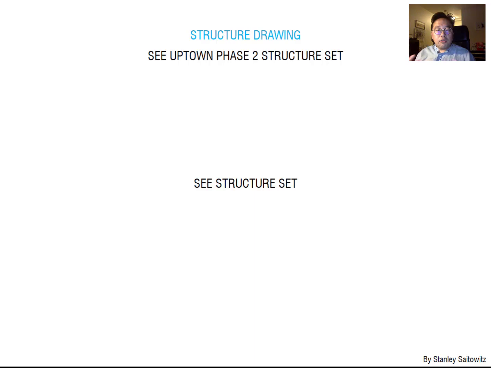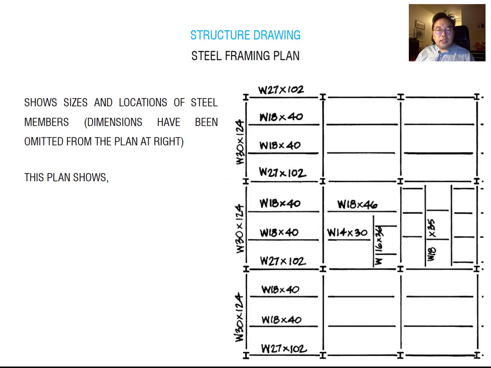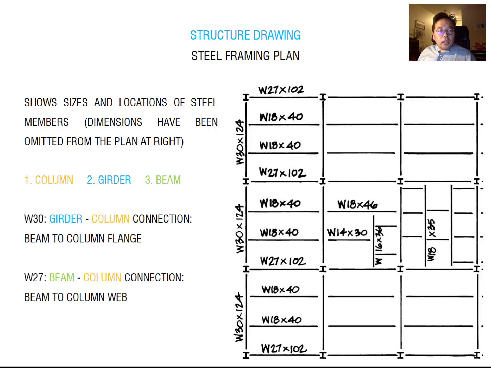So let's read how you can read the structure set. I simply summarize this set here. When you find this drawing, you can see the column, you can see the beam, right? You can see the girder. So you have the column location here, right? And you can find the actual column dimension from the column schedule.